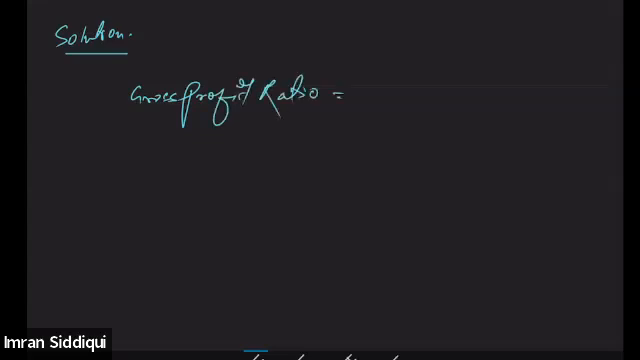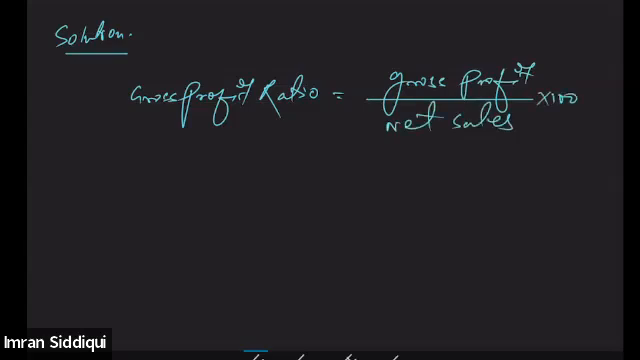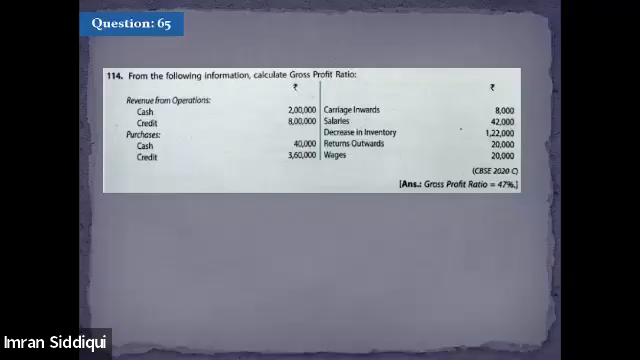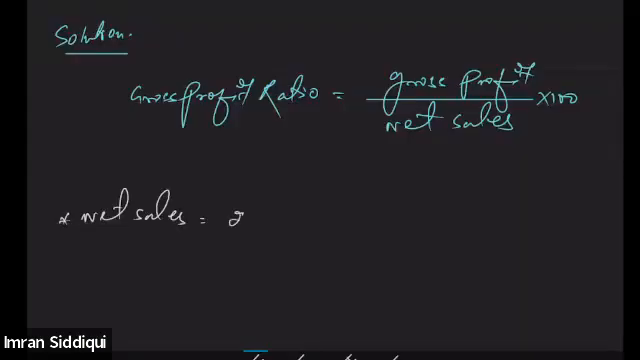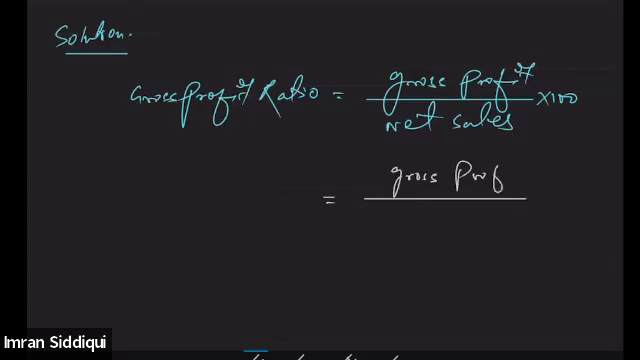See, first of all, we'll start with the formula, gross profit ratio. First of all, let's find out the value of the net sales. To find out net sales, we'll take the value of the cash and credit sales, 2 lakh plus 8 lakhs. Gross profit divided by net sales. Is that clear, everybody? This will be 10 lakhs, right?